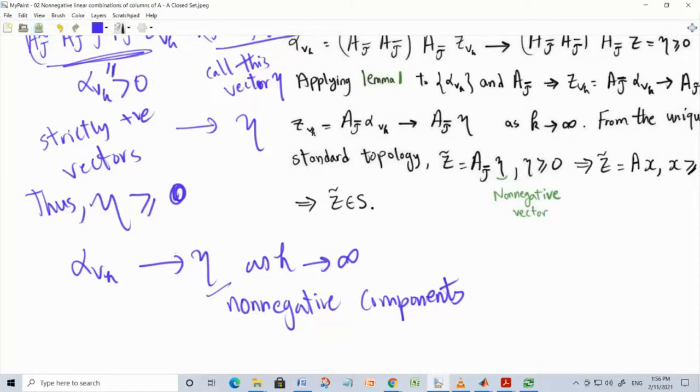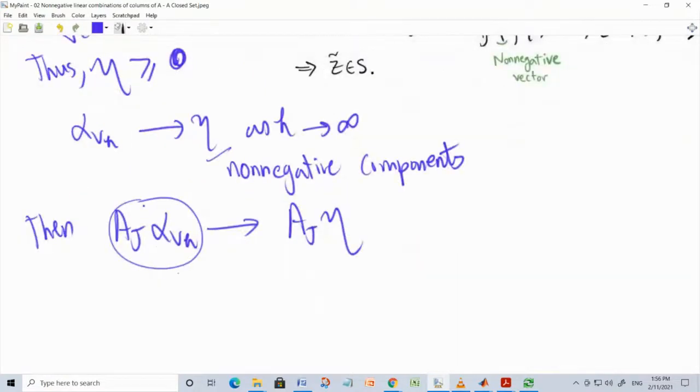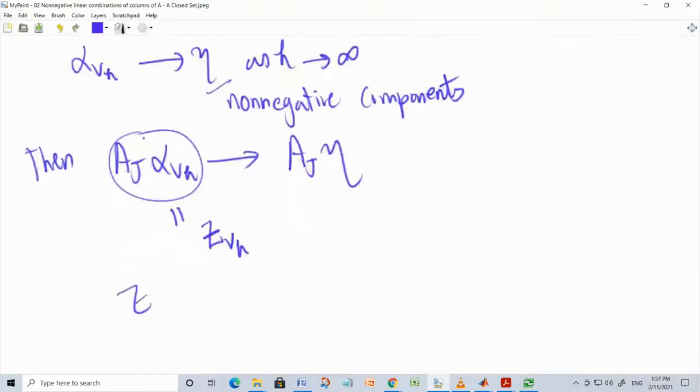Now, if this statement is true, then we know that if you multiply from the left by a matrix, it is still true. Then Aj alpha vk converges to Aj multiplied by eta. Then Aj alpha vk is equal to Aj multiplied by eta. And what is this thing? This thing, alpha vk, is basically z vk. So z vk converges to Aj eta.